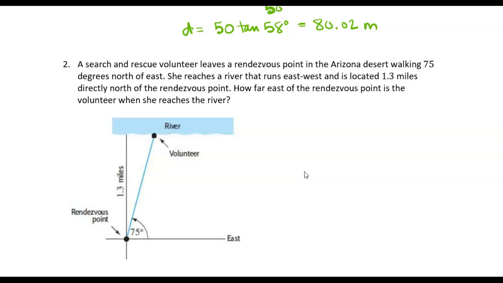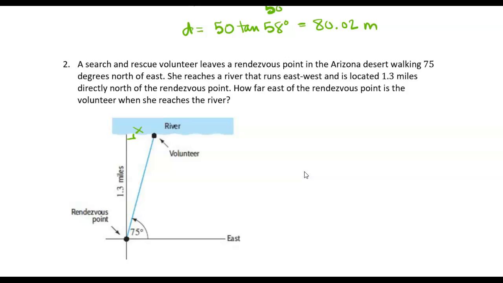So, it's nice of them to draw a picture for us so we can see the triangle, right? We have a right angle over here, because that's the perpendicular distance to the river that we're given. And so what we want to find is how far east of the rendezvous point is the volunteer. So this is east-west here, so we want to find this distance here.